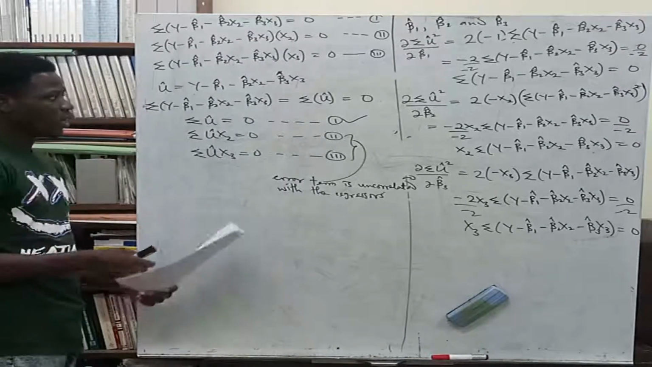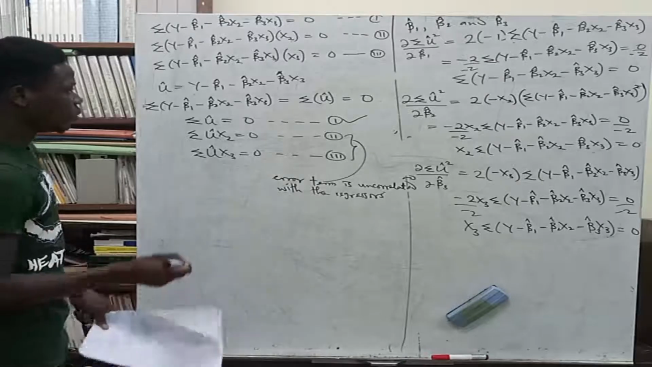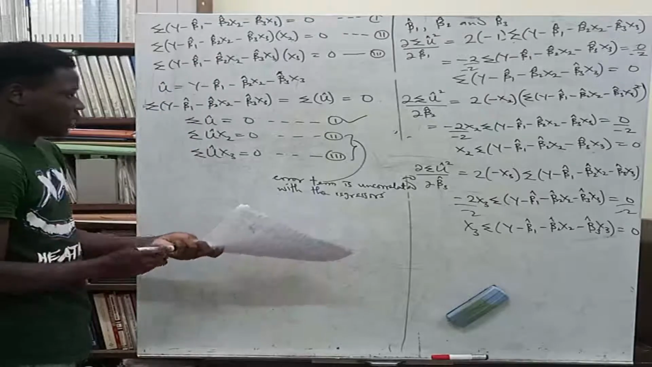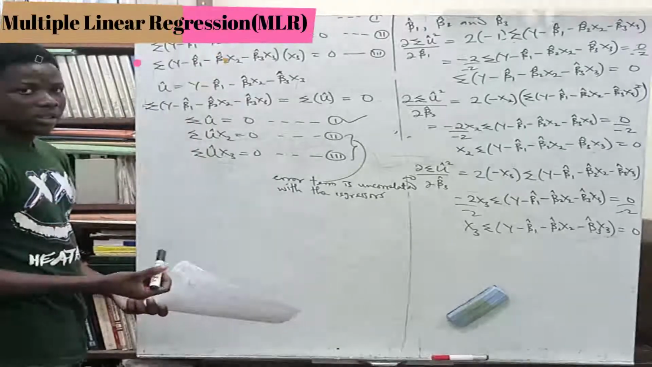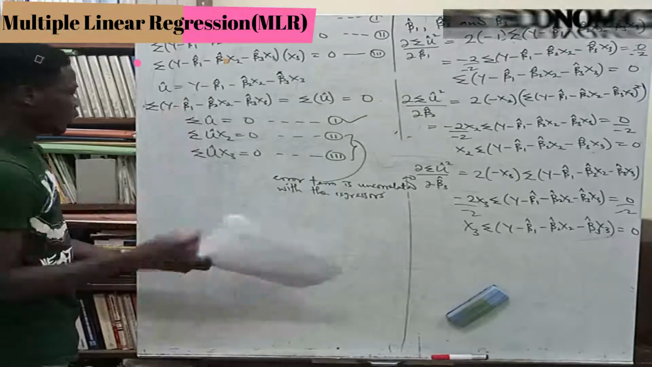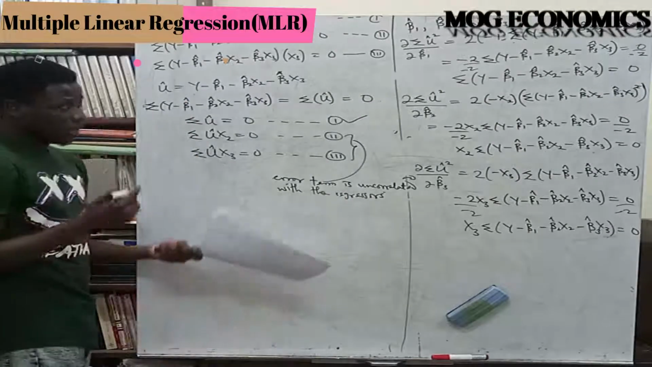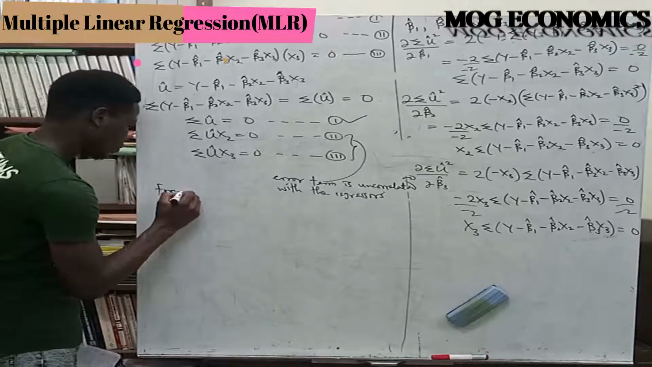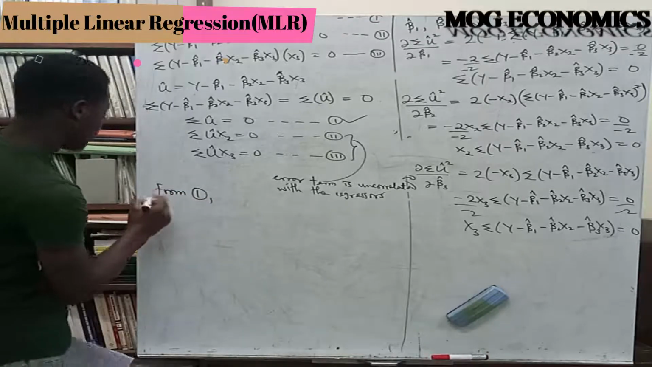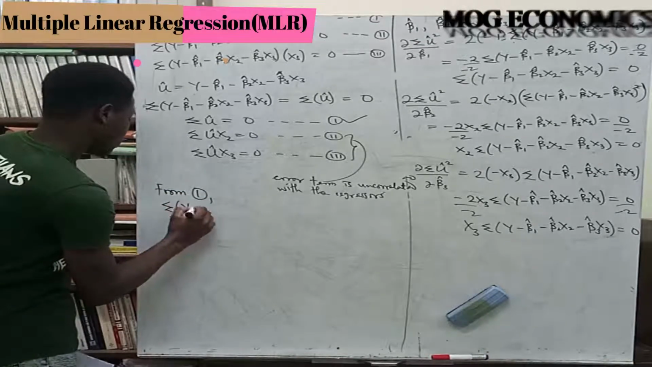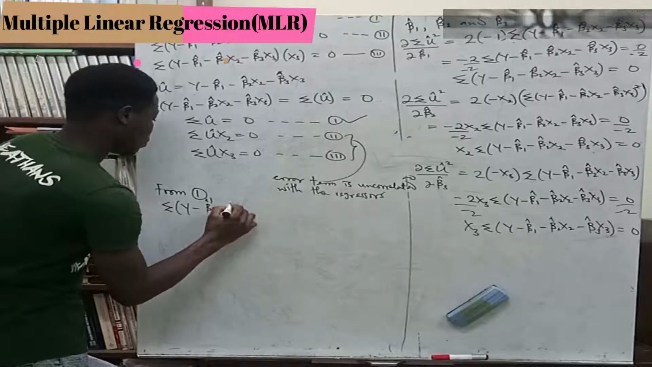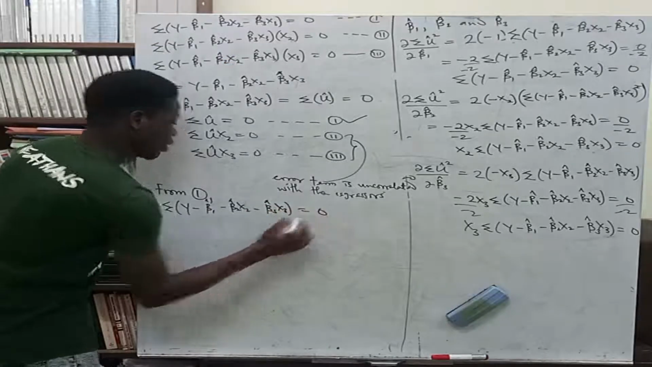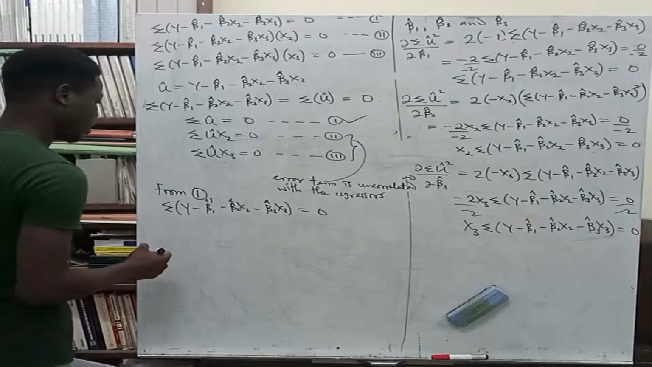So we move on from here. From equation 1, it is very easy to derive the estimate of beta 1. Then from equation 2 and 3, we're going to be deriving beta 2 and beta 3. So from equation 1, we have it that summation y minus beta 1 minus beta 2 x2 minus beta 3 x3 is equal to 0. So what do we do in this case?